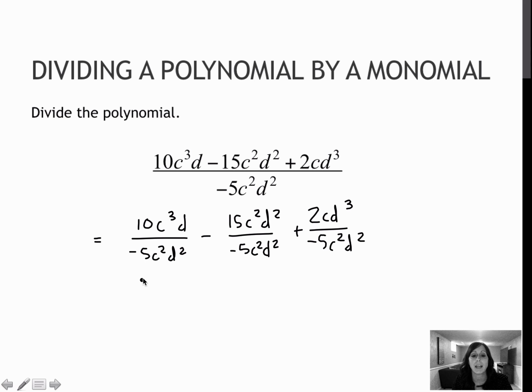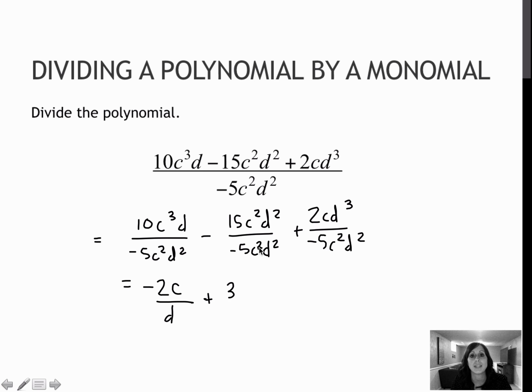So 10 divided by negative 5 is negative 2. 3 minus 2 gives me c to the 1st. And then 1 minus 2 gives me d to the negative 1, which means I'm going to have a d as the denominator. For my second one, I've got a negative 15 and a negative 5, and so that's going to give me a plus 3.